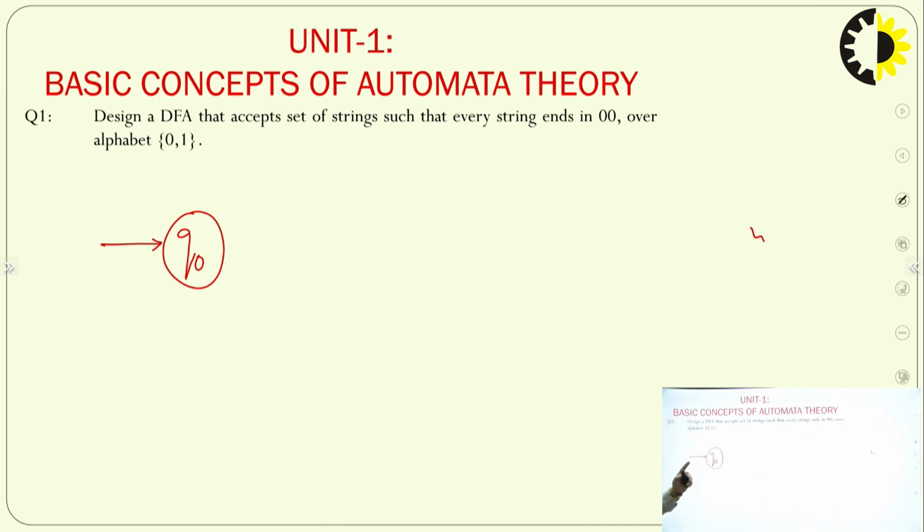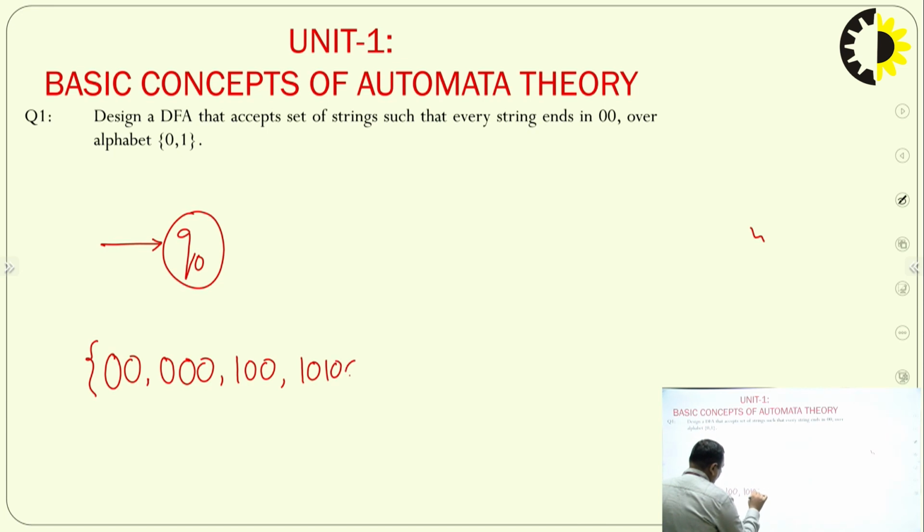Now here we have to end the string in 0 0. So what strings can we have? Either it can be 0 0, it can be 0 0 0, we can have 1 0 0, we can have 1 0 1 0 0 and so on. तो यहाँ पे हम देख सकते हैं सारी वो स्ट्रिंग्स आ रही हैं जिनके अंदर एंडिंग 0 0 से हो रही है, जो हमारी लैंग्वेज को बिलोंग करता है। So what is the length of the minimum string over there?